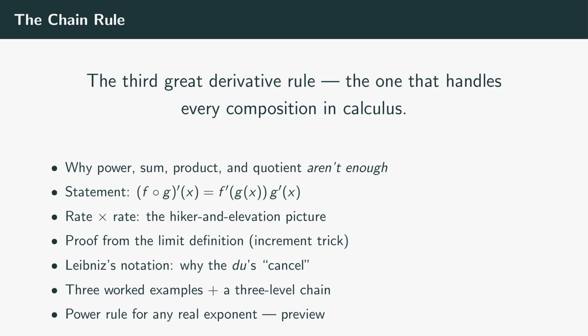Today we prove the chain rule, give it the cleanest physical intuition I know, see why Leibniz's notation makes it look almost trivial, work 3 examples, chain 3 levels deep on one of them, and use it to glimpse the full power rule for any real exponent. Let's go.